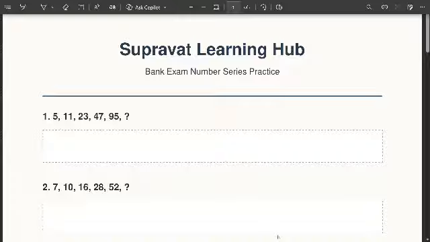There are already 5 questions that come in bank exams. Okay, and SSC also asks this type of question. So you have to practice this type of question, as well as learn the method. Okay, learn the concept.